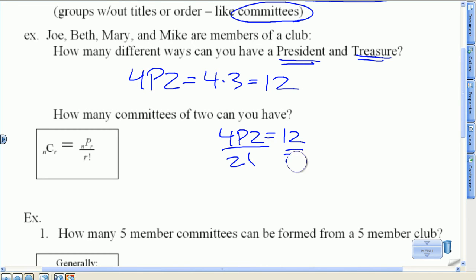Now let me clean up the factorial so if you don't have the sound turned on, you can see it. There are 6 committees of 2 persons that you can make here.